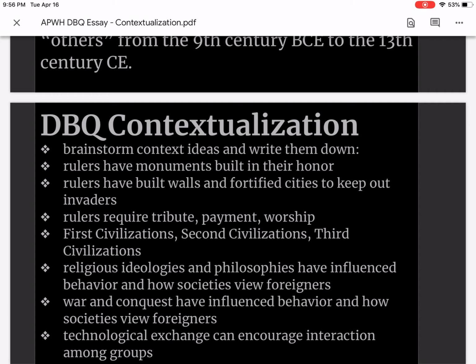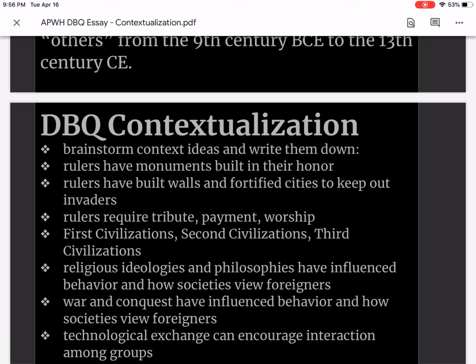Religious ideologies and philosophies have influenced behavior and how societies view foreigners. War and conquest have influenced behavior and how societies view foreigners. And technological exchange can encourage interaction among groups. So these are just some ideas of context for this particular prompt. Of course, I've left some things out because I want you to develop some on your own, but these are all great ways to describe the situation.